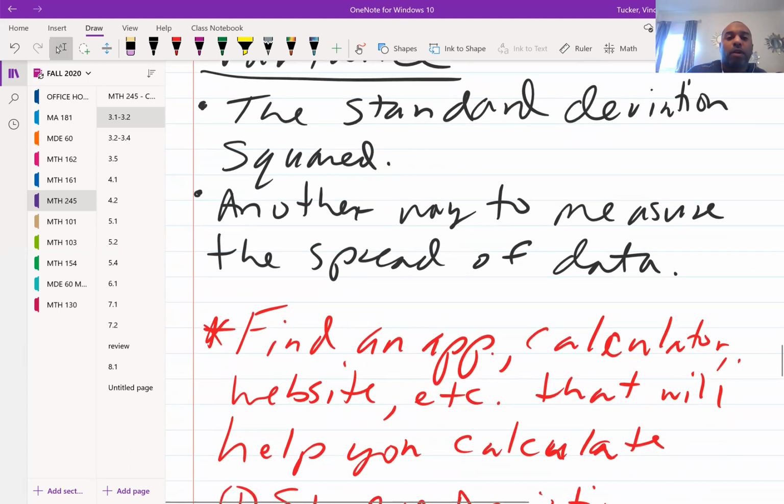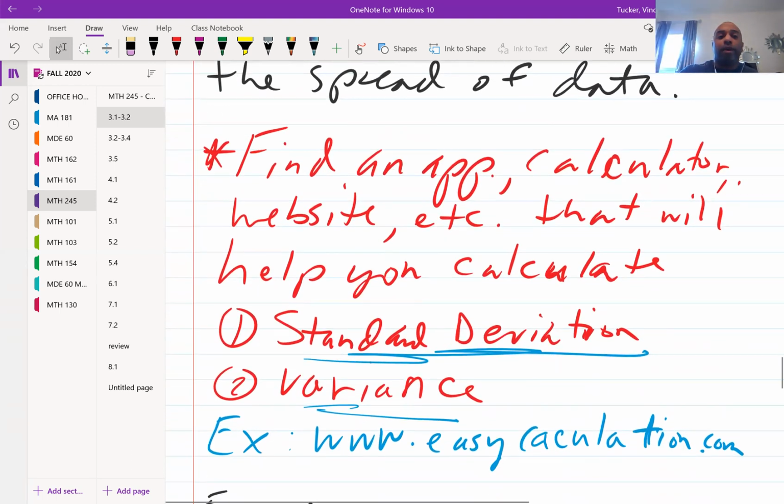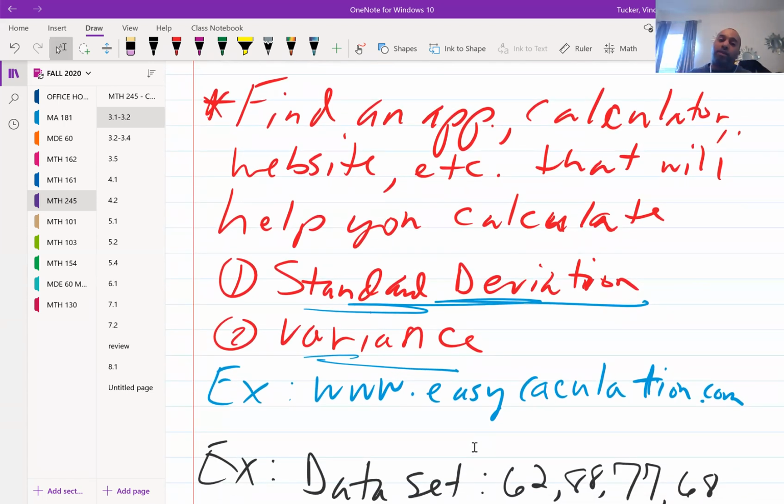All right, so as far as the standard deviation and the variance, this book doesn't necessarily focus on the calculation, but the application. So I won't hold you to knowing how to find the standard deviation or the variance, but you will have to find an application or app, calculator, website, or something of that nature that will help you to calculate the standard deviation and the variance.